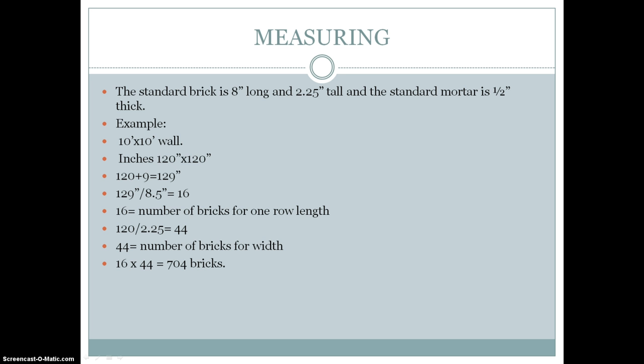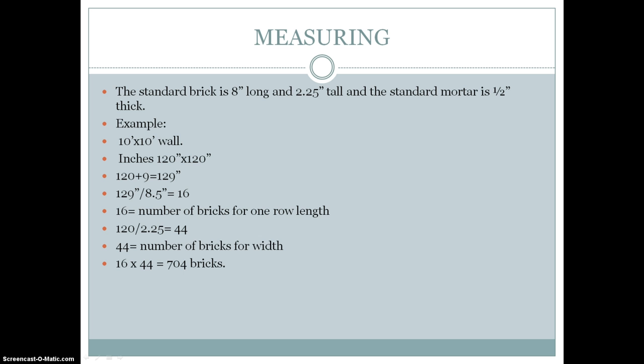Okay, now we're going to move on to measuring bricks. So the standard brick is 8 inches long and 2.5 inches tall, and the standard mortar is 1/2 inch thick. So I'm just going to run through an example really quickly of how you would figure out how many bricks you need for the size wall that you have. So here we go. We're going to do a wall that's 10 feet by 10 feet, and we need to convert it to inches so that it goes with the bricks, because the bricks are in inches. So we have 120 inches by 120 inches.